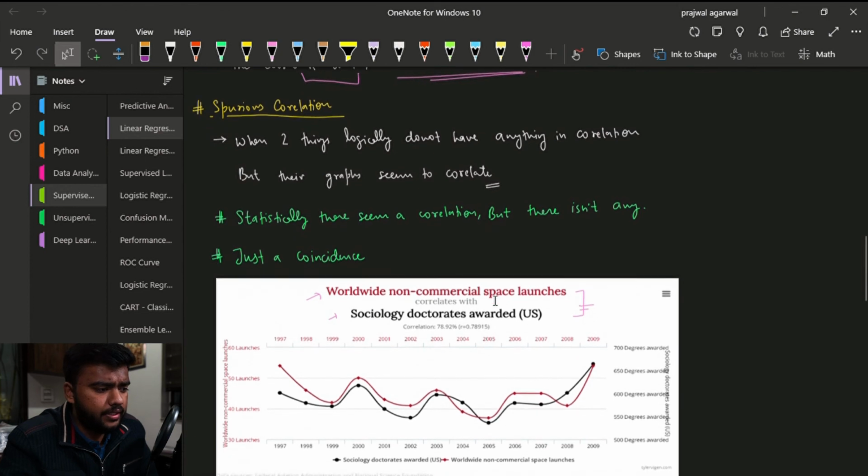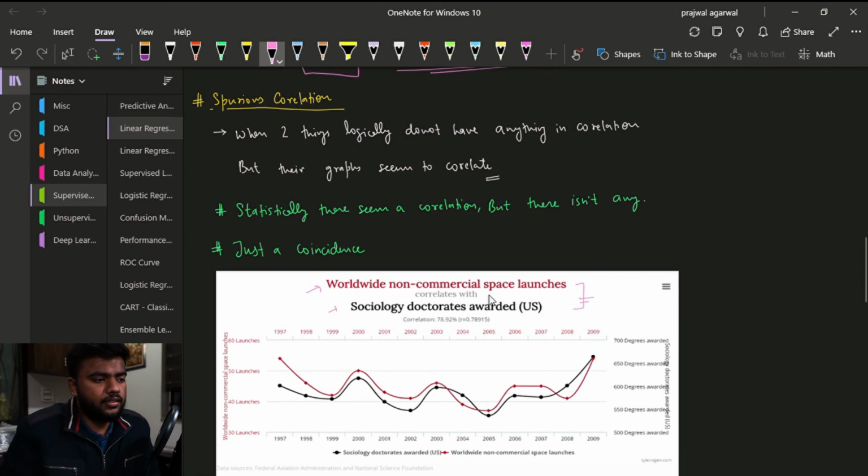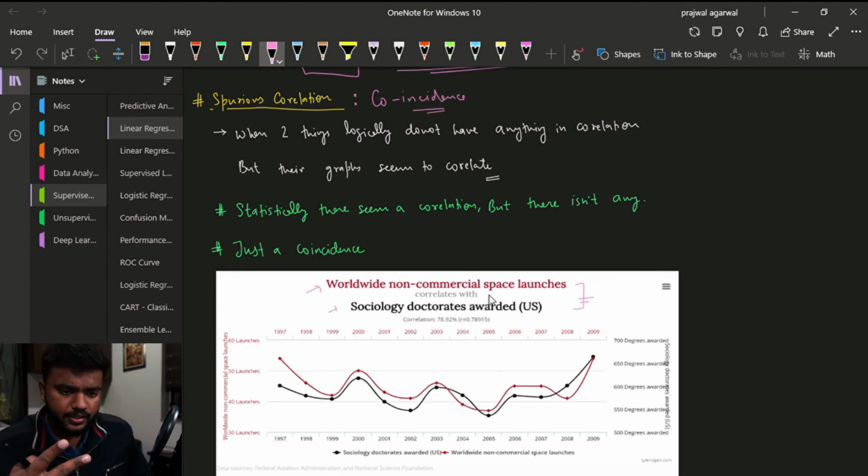Another thing that we have here is spurious correlation. What is spurious correlation? Another word for spurious correlation is coincidence. Basically, when we have two things that logically should not have any relation, but when we plot their graphs, they seem to have some relation, that is spurious correlation. Statistically there seems to be a correlation, but there isn't any.